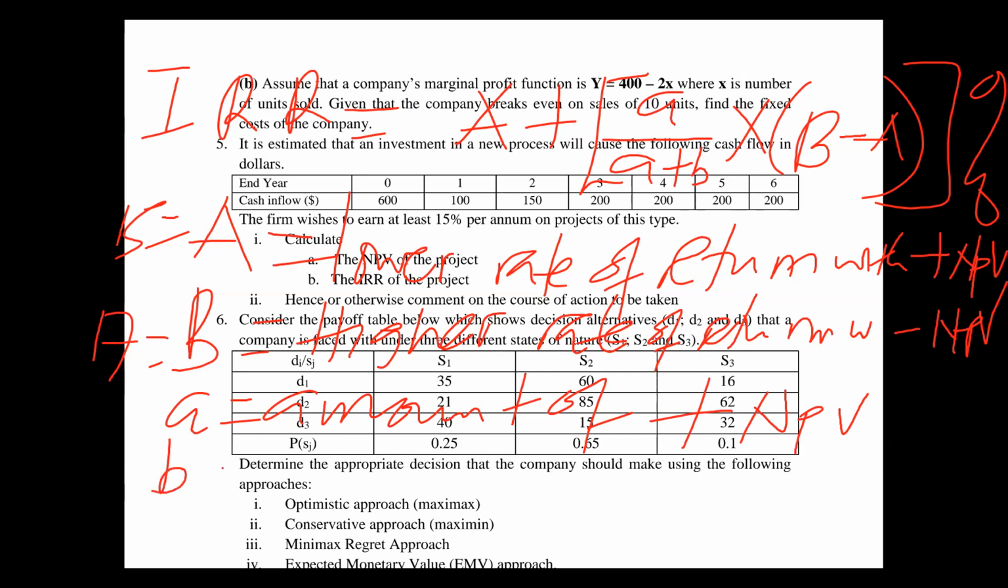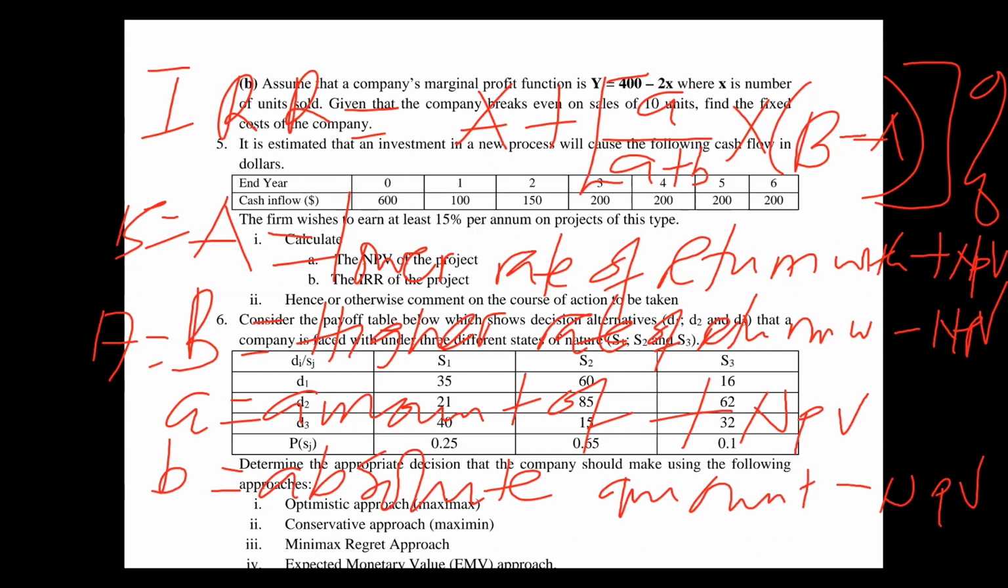Then the small b, get this one? It is an absolute value or amount of negative NPV. But make sure that for that negative NPV, when you're writing here on this B, you write positive. That's why we're using the word absolute. Is that clear now? Yes, sir. You can always ask questions.